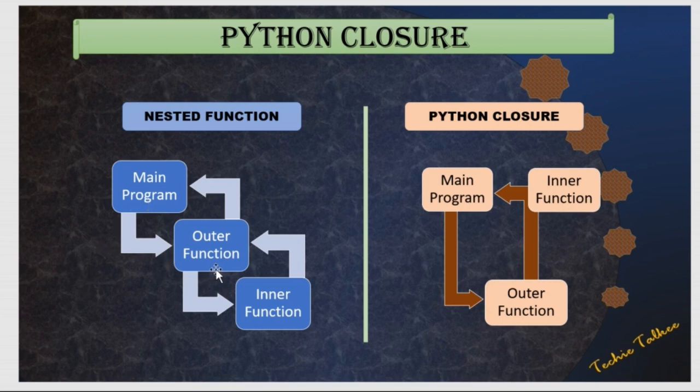The main program will call the outer function. The outer function will call the inner function. The inner function is in turn going to print some value or return a value to the outer function, and the outer function might print or return a value to the main program.